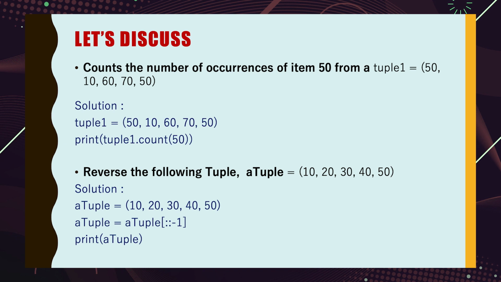Here, tuple slicing is used to do the same. A tuple square bracket colon colon minus 1, where start and stop are taken as their default values, but in step section minus 1 is given to print the tuple in reverse order. Hope you understood it well.